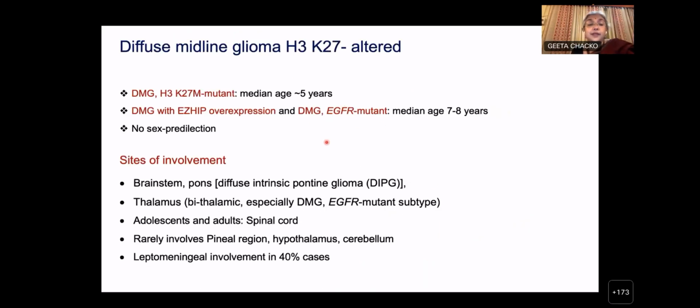So they generally occur in the pediatric age group. They can occur in the brainstem, thalamus, in children and adolescents, and spinal cord, astrocytic morphology tumors. You have to think of this particular entity, and you can diagnose it using the markers that you just mentioned.